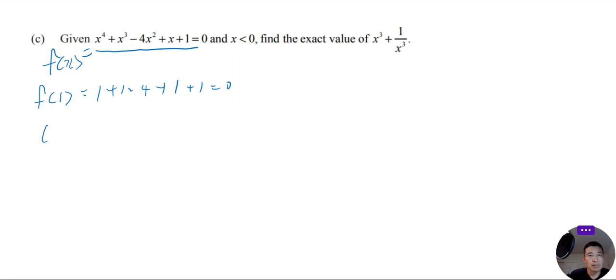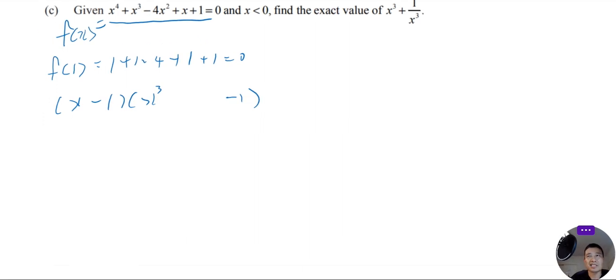That means I've got x minus 1 times something to do with x cubed. So cubic, right? So I guess the last one is negative 1. But instead of matching them up, we use either the synthetic method or long division. So I'm going to use the synthetic method. I'm not going to teach you the synthetic method right now, but it is a variation of long division.